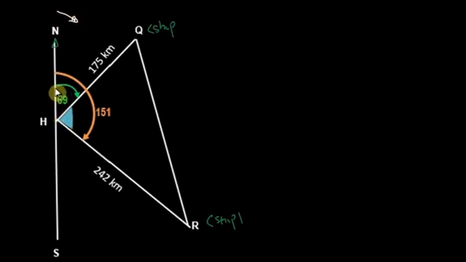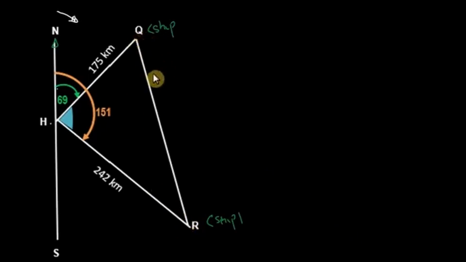So between the north and the bearing Q from H is 69 degrees, and that is given. And you're also given the bearing of ship R as 151 degrees, as shown here as well. The distances of H to Q is 175, and from H to R is 242 kilometers, and all is displayed on this diagram. Now you are asked to find in the first instance the distance QR.